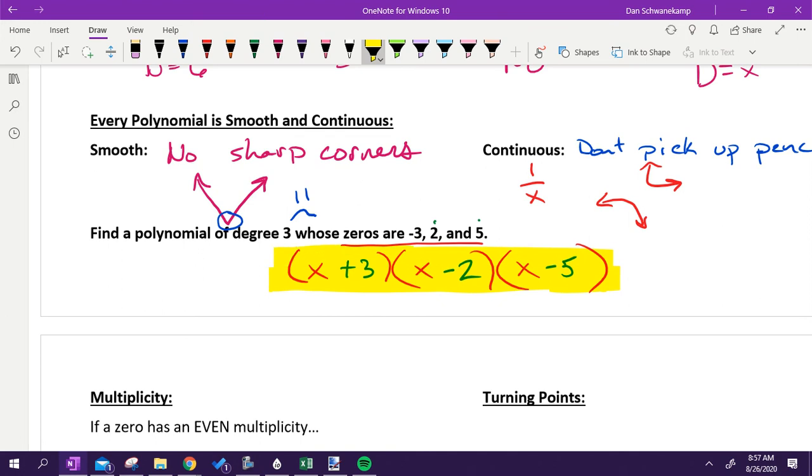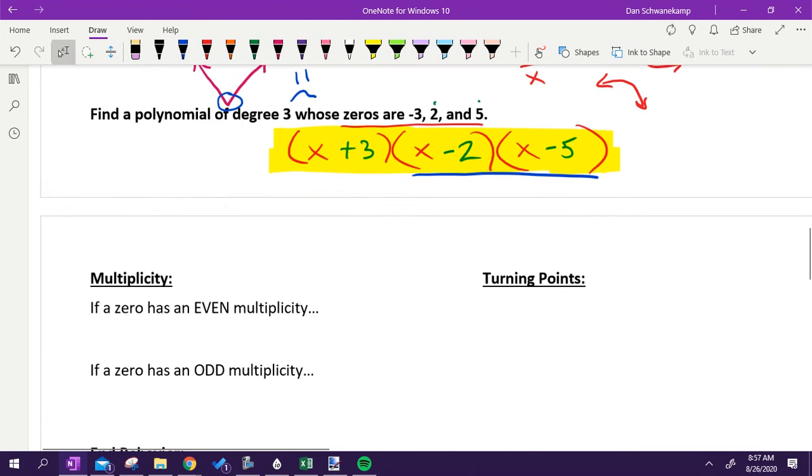Okay, you would FOIL. You pick 2 of them, you FOIL them together, and then you FOIL in the third. We'll do that later, but for right now, I trust your abilities in FOILing. Questions there? Super. Go to the backside.